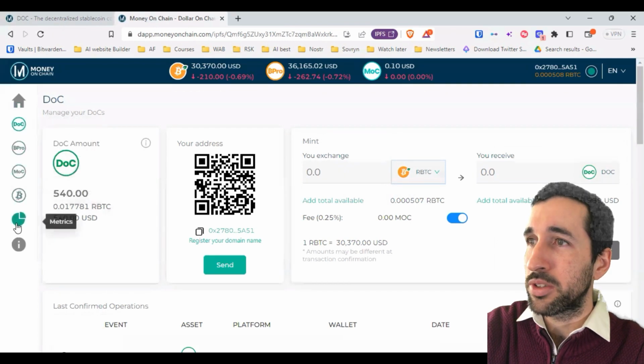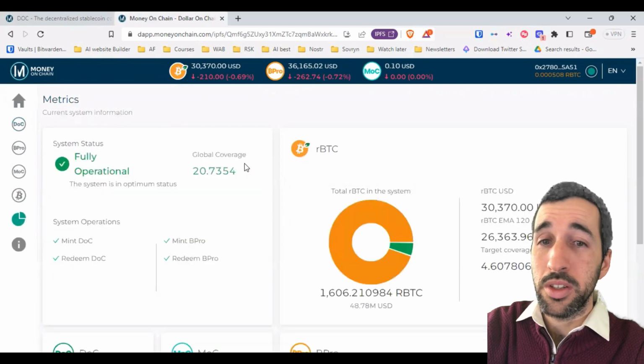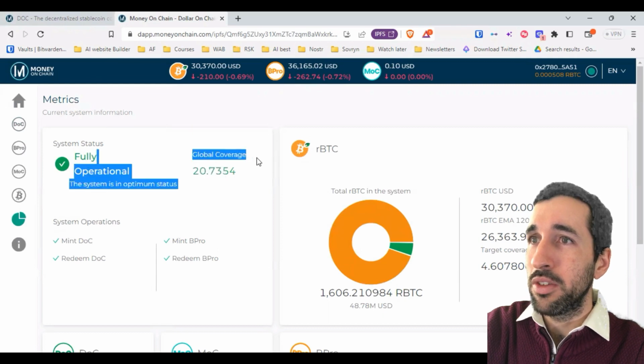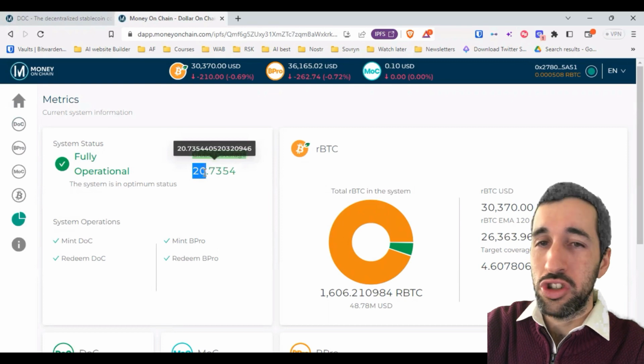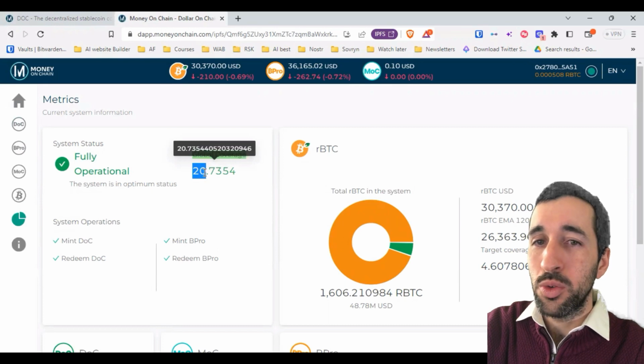I'm gonna go to the metrics section. I'm gonna click here. This is very important for you guys to know, all right? So the most important thing is global coverage. We can see right now that global coverage is at 20.7. What does this mean? All right, this means that for every dollar on chain issued in the world, there are $20 worth of Bitcoin to back it.